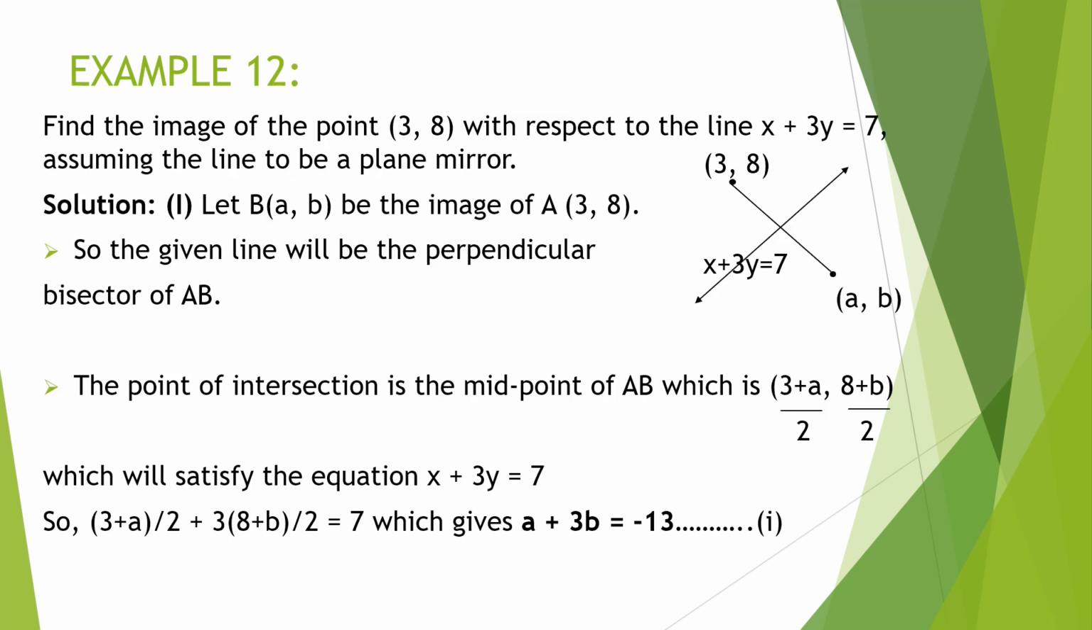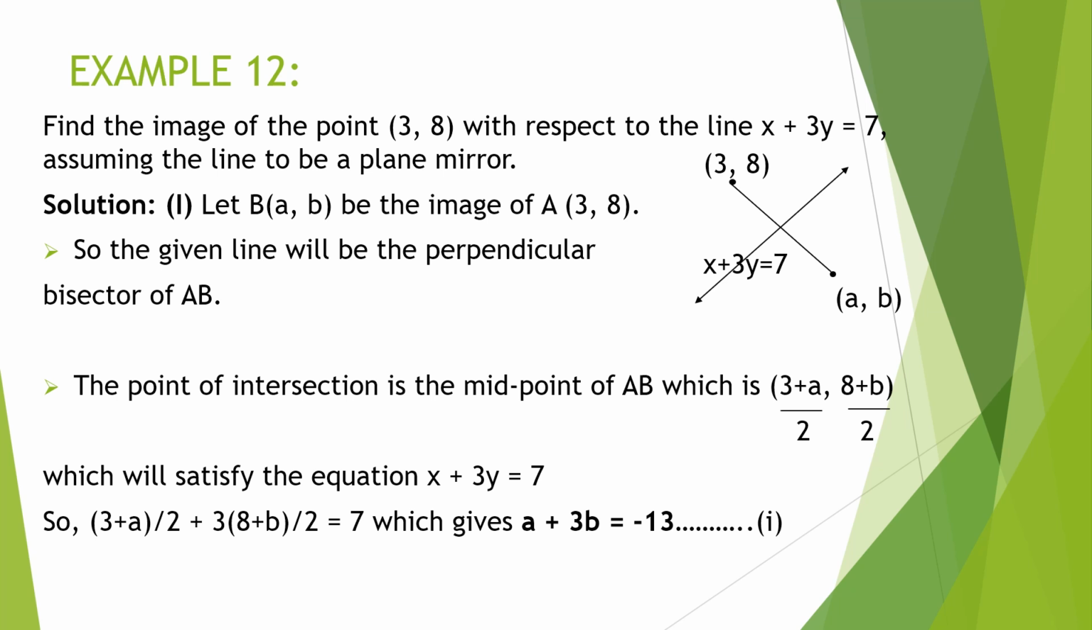Example 12. Each example is done in a different way. Find the image of the point (3, 8) with respect to the line x + 3y = 7, assuming the line to be a plane mirror. So now what is given to us, first of all, is that you have a point (3, 8) and you have to find its image with a line in between which acts as a plane mirror.